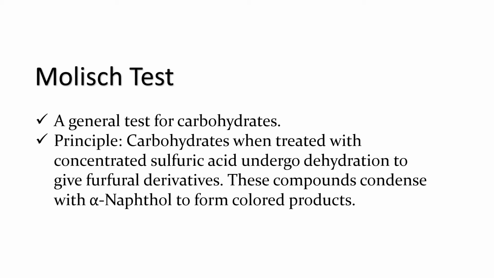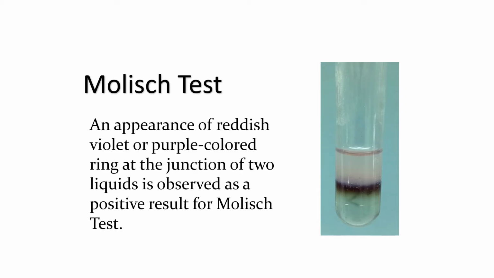Now, the principle behind the Molisch test is that when carbohydrates are treated with concentrated acids, specifically concentrated sulfuric acid, carbohydrates undergo dehydration to give furfural derivatives. And because of this, the compounds condense with alpha naphthol to form a colored product. And that colored product that will be produced is the purple ring formation in between two layers of liquids.